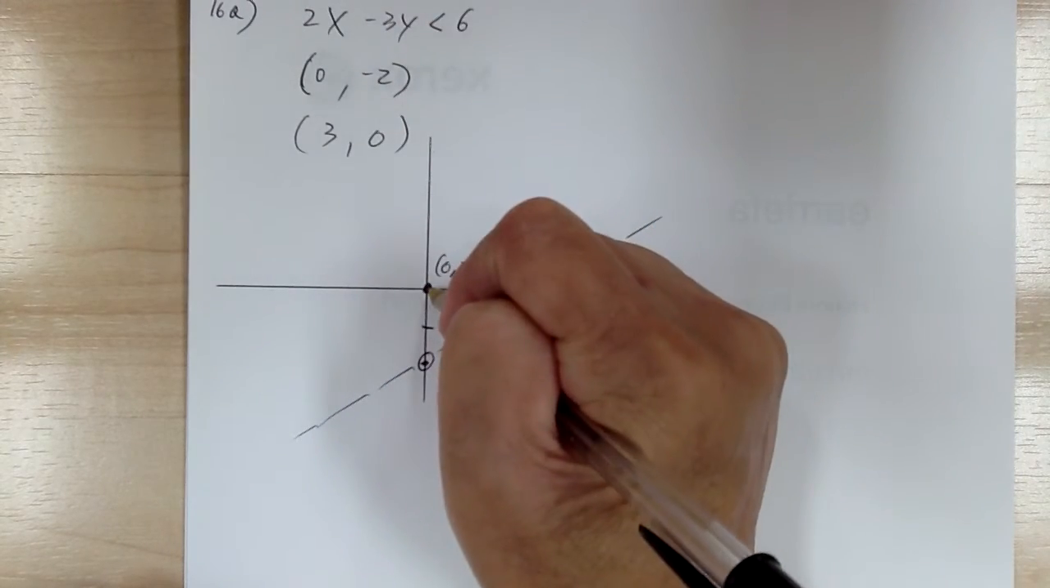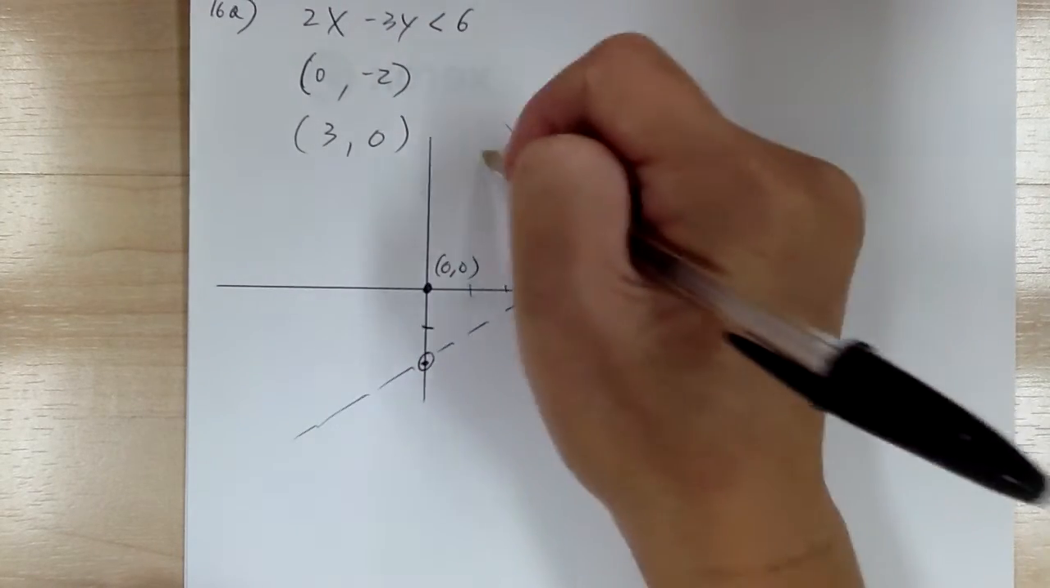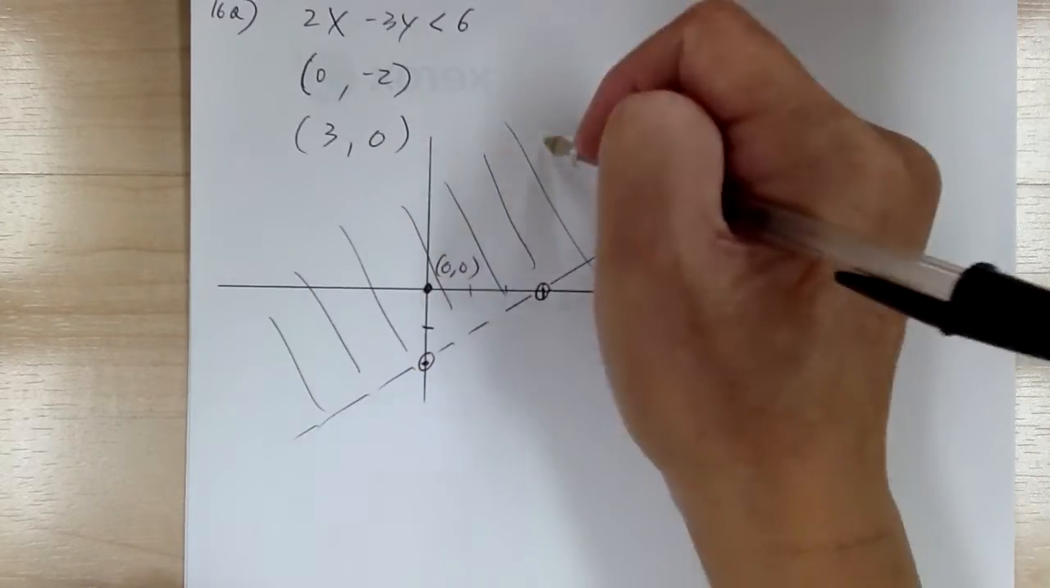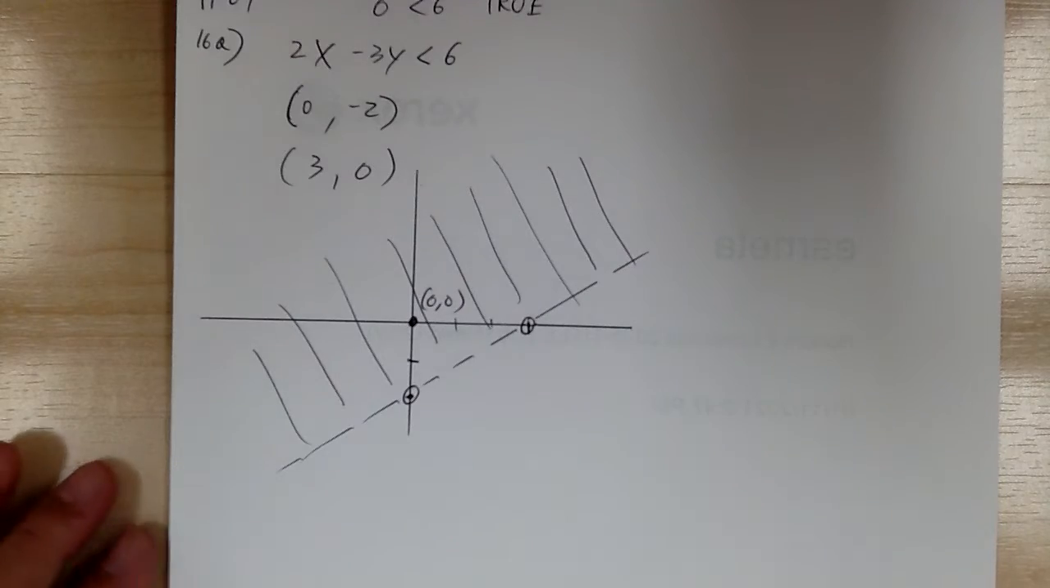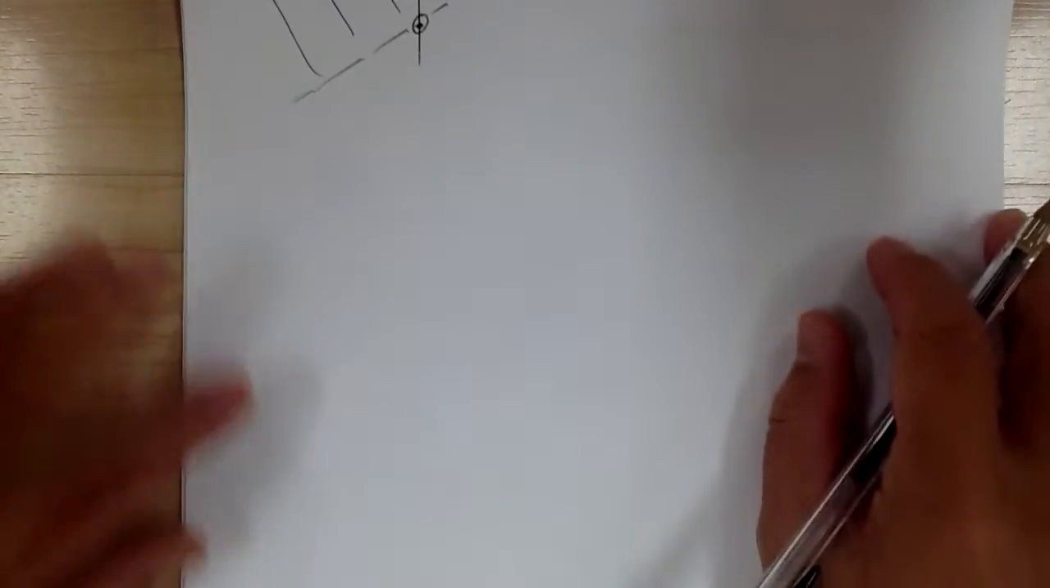So this point being true means this side is good. That means any point on this side is your answer. Okay, let's go to part B.